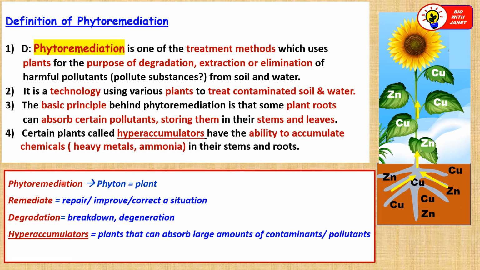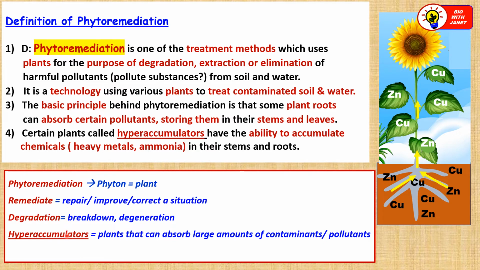So the word phytoremediation comes from the word phyton, meaning plant. Phyto has something to do with plants, and remediate or remediation means to repair, to improve a situation. So we use these plants to repair or improve the condition of the soil and water.